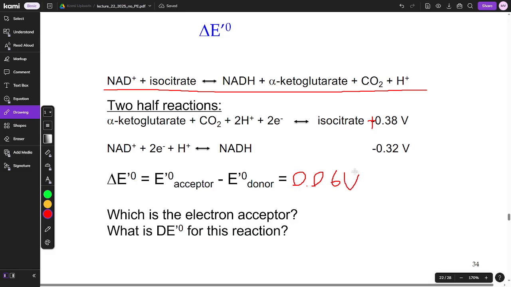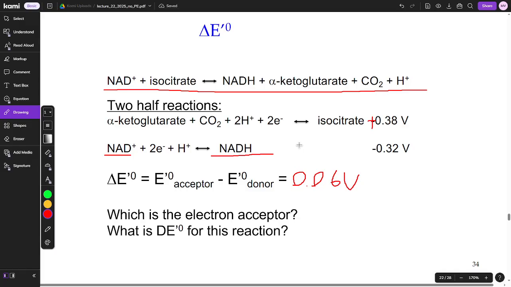Okay. So what powers this, funny enough, is going from isocitrate to alpha ketoglutarate. That is very stable, very favorable, and that powers the reduction of NAD plus to NADH. Pretty sure I did that right. So you can think which one is the electron acceptor, which one is the donor.